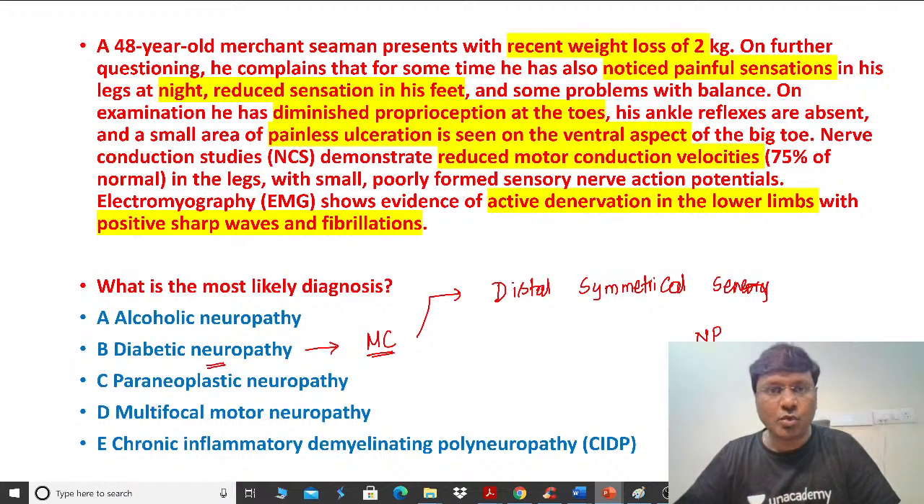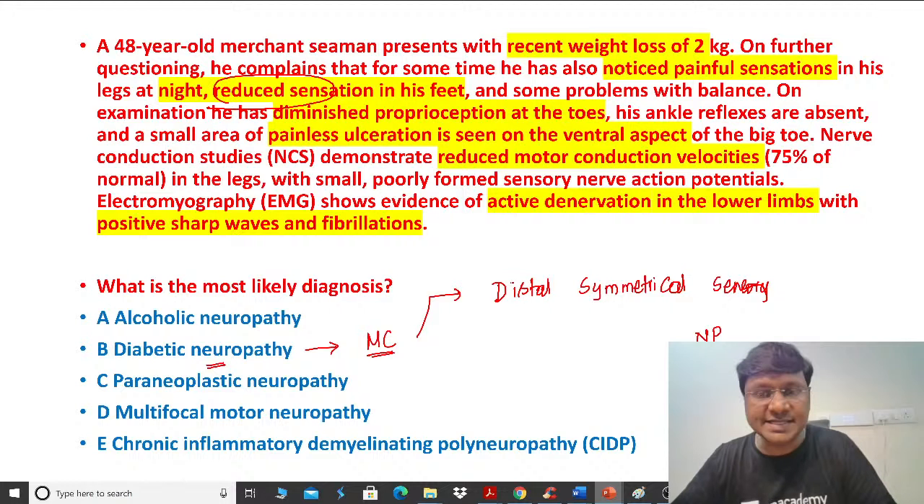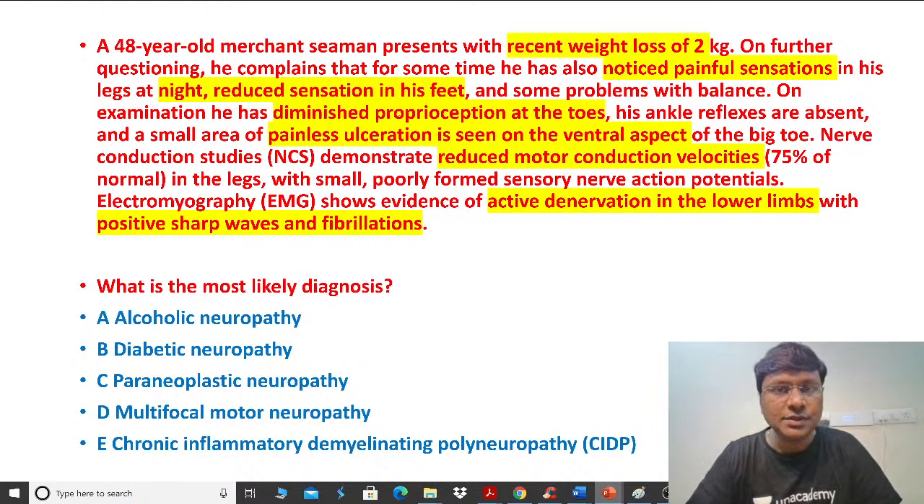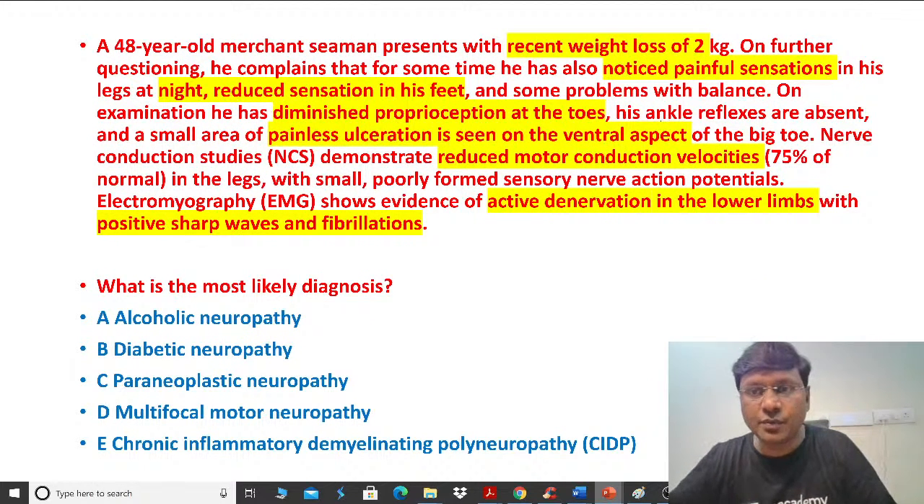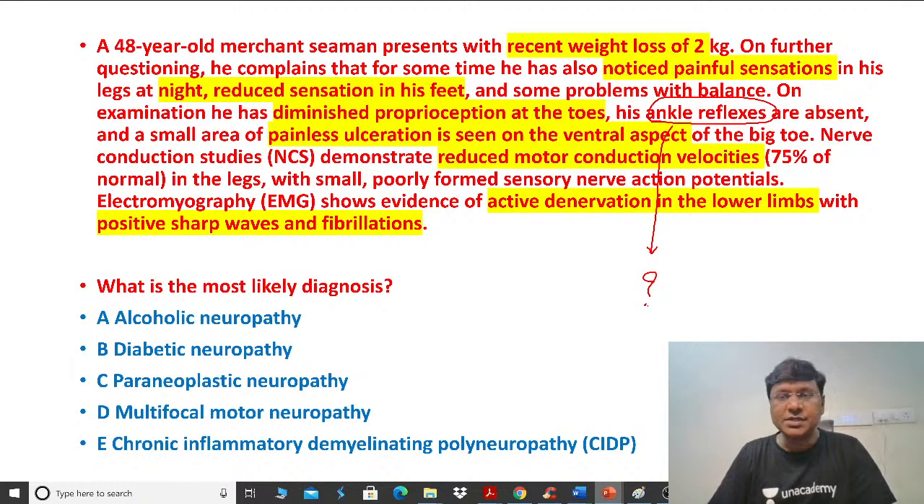Now what is our patient having? Our patient is having the same, that is distal symmetrical sensory neuropathy. How will you make out that there is reduced sensation within the feet, that is, the distal part of the limbs? Then, followed by that, please tell me, why is the ankle reflex absent in this patient? What type of neuropathy does this patient have?